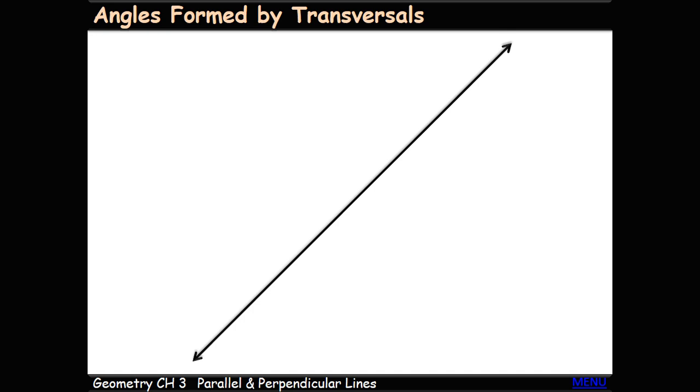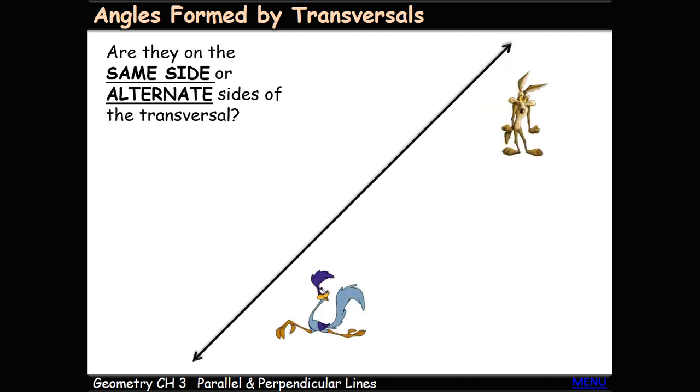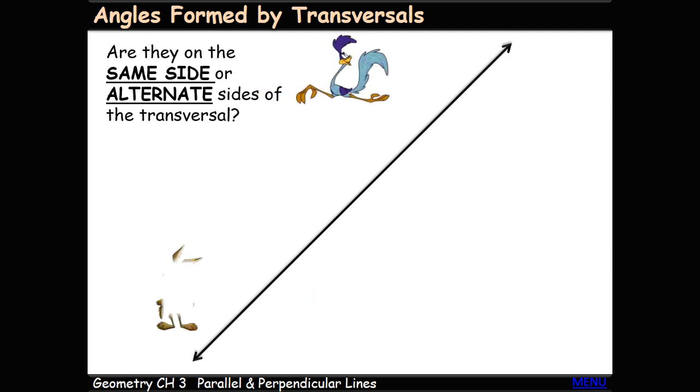For quick practice, here's my transversal. It's the same transversal from the previous problem. I'm going to put 2 things on here. Roadrunner and Coyote. Are they on the same side or alternate sides? These guys are on different sides, so we say they are alternate. How about now? Roadrunner and Coyote, same side or alternate? Now they're on the same side. How about now? Again, they're on the same side, they're just on the other side. And that's all it takes to decide if something is same side or alternate.